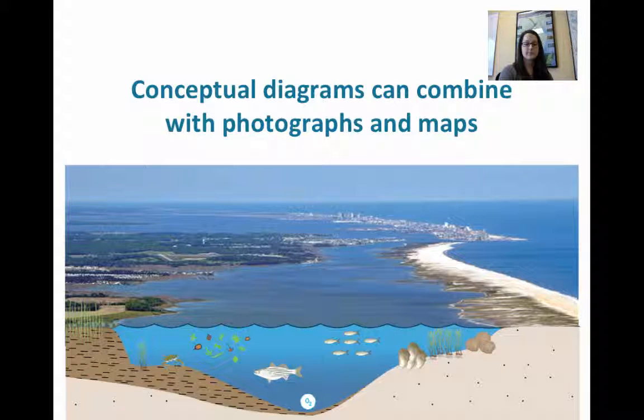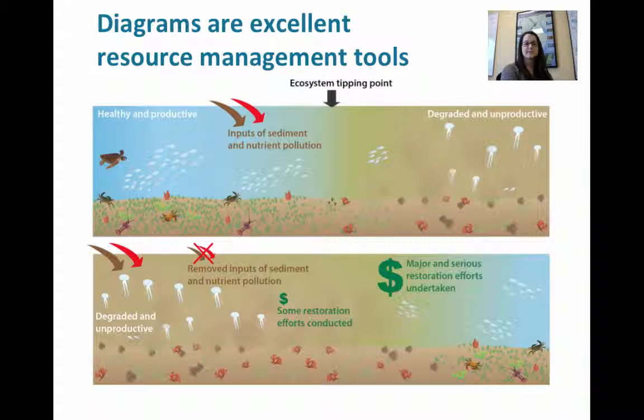You can incorporate conceptual diagrams into photographs and maps, and here is a photograph of the coastal bays of Maryland looking into Ocean City, and someone has just used a conceptual diagram on the bottom of this photo and drawn what is happening underneath the water in the bays. So diagrams are excellent resource management tools. You can illustrate healthy and productive systems compared to degraded and unproductive, and look and see how ecosystems are at a tipping point and what those look like.